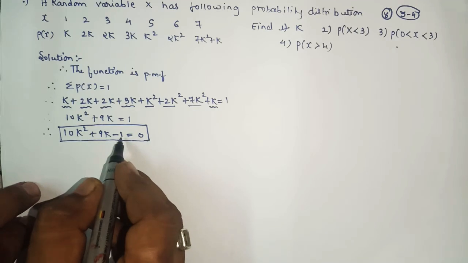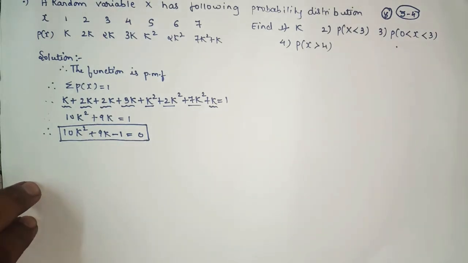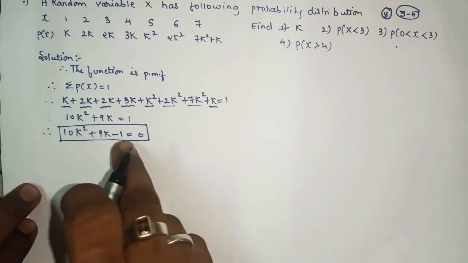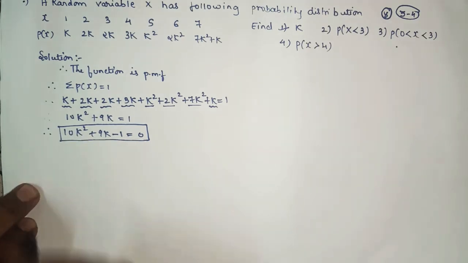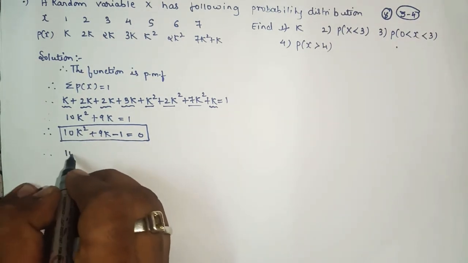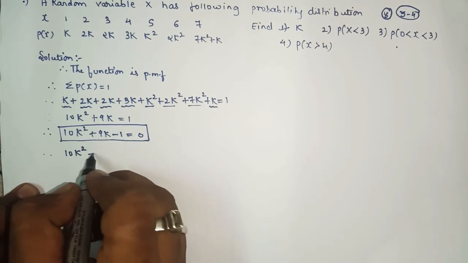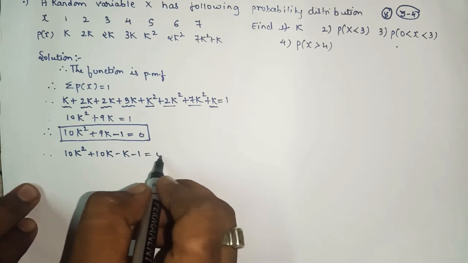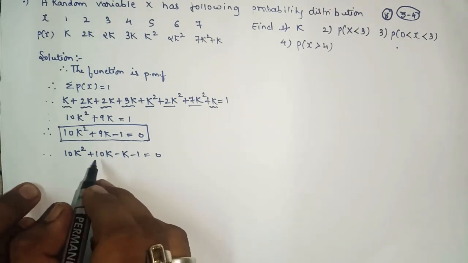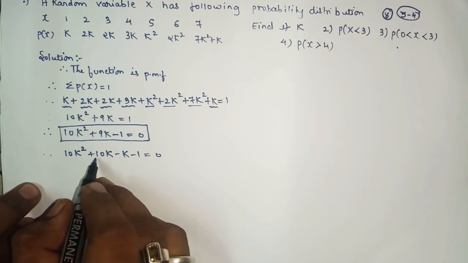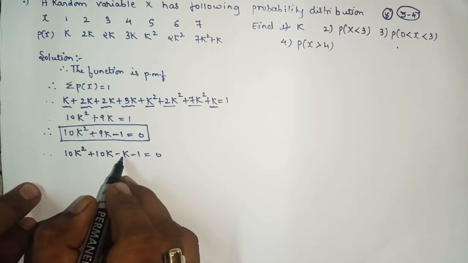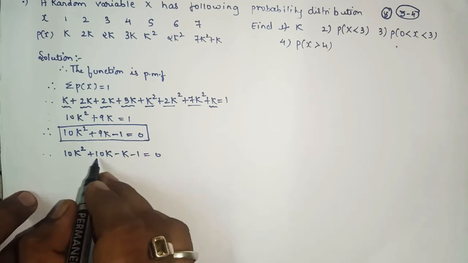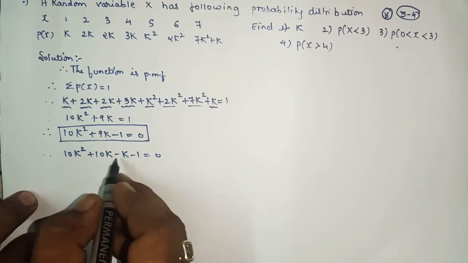So here the product is what? 10. Yes or no? And the sum is what? 9. The product is minus 10 and the sum is what? 9. So here 10k square plus 10k minus k minus 1 equals 0. Yes or no? Plus 10 minus 1 gives plus 9, and 10 one side is 10. So you will get the product as well as the sum also.